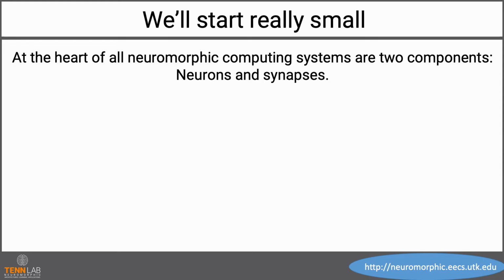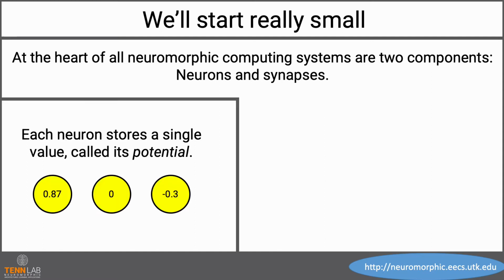We'll start off with the basics. Neuromorphic computing is all about spiking neural networks. And spiking neural networks are composed of 2 components, neurons and synapses. Neurons you can view as nodes on a graph. Each one holds a value which is called its potential. It might hold more things, but each one always has a potential.